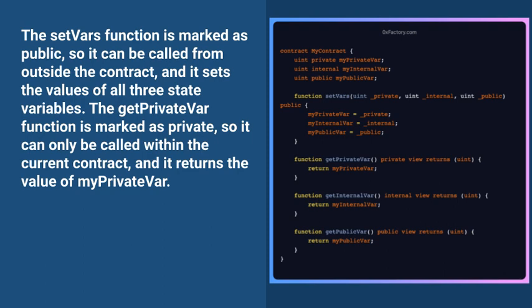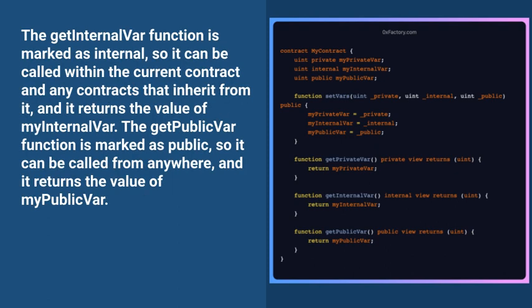The getPrivateVar function is marked as private, so it can only be called within the current contract, and it returns the value of myPrivateVar. The getInternalVar function is marked as internal, so it can be called within the current contract and any contracts that inherit from it, and it returns the value of myInternalVar. The getPublicVar function is marked as public, so it can be called from anywhere, and it returns the value of myPublicVar.